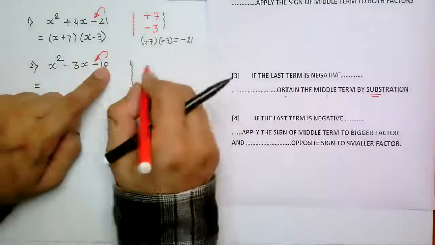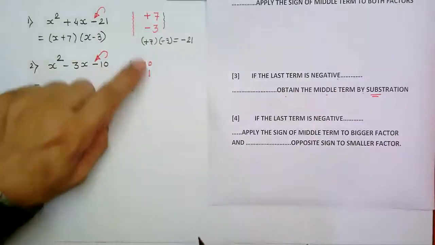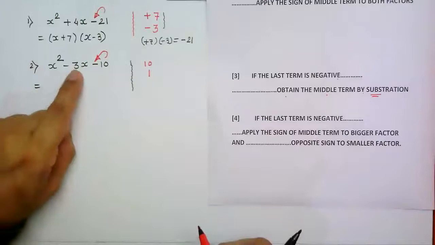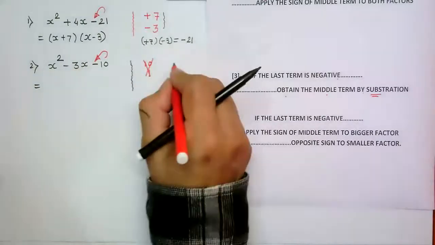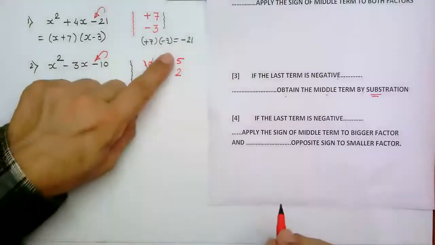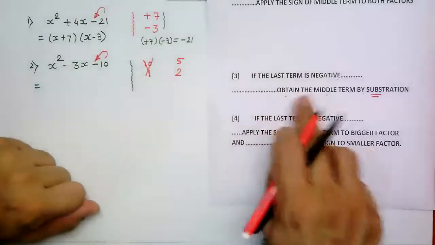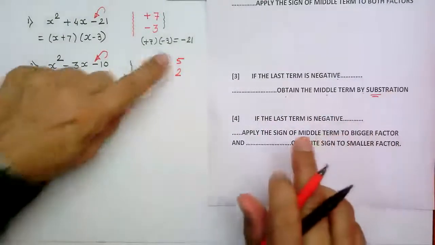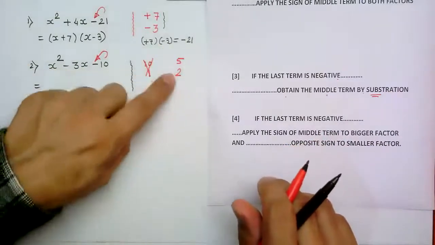Factors of 10. The first is 10 ones are 10. But 10 minus 1 is 9, not 3. So these are not our factors. 5 twos are 10. 5 minus 2 is 3. Oh, we got the answer. Obtain the middle term by subtraction. Subtraction of this 5 minus 2 is 3. Product of these 2 is 10.